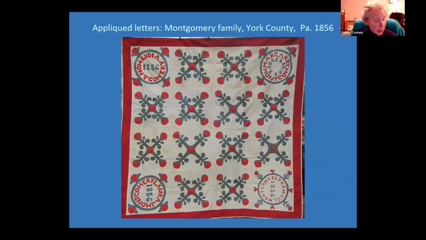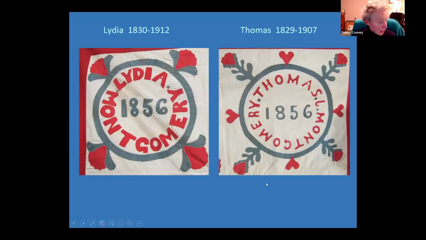Well, here we have some appliqued letters in a Pennsylvania quilt. It's very rare in Pennsylvania. But Lydia, I think, probably made, and others in her family, because these are not all alike, others in her family created this top as a family record in 1856. Hearts decorate Thomas's block, her husband. Lydia married Thomas, who was a plasterer, in 1853.